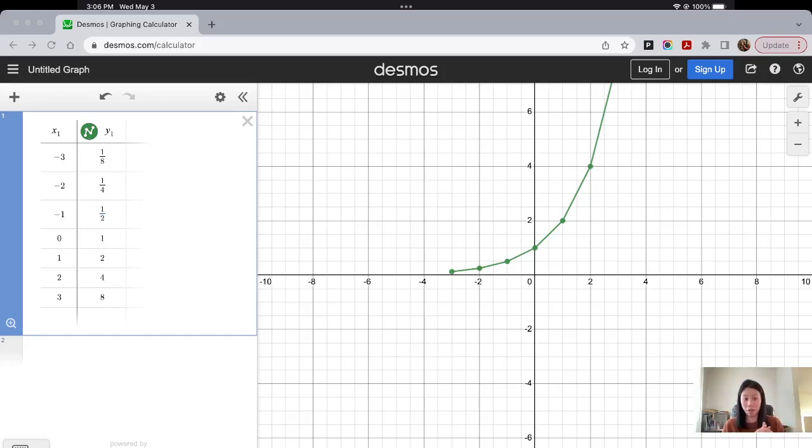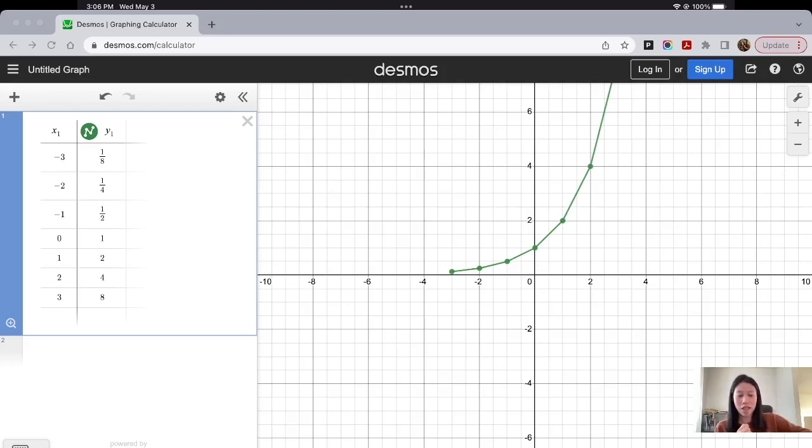If you pay attention to the graph, you might notice that this function is positive for all values of x. Even though x is a negative number, you will still get a positive output. The second thing you might notice is that as x increases, the function goes faster and faster. And as x decreases, the function's value grows smaller, approaching 0. This is an example of an exponential growth function.